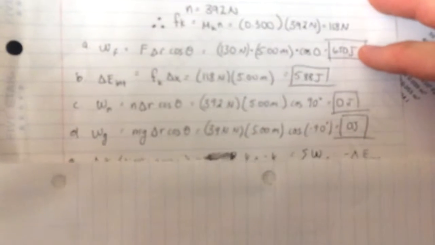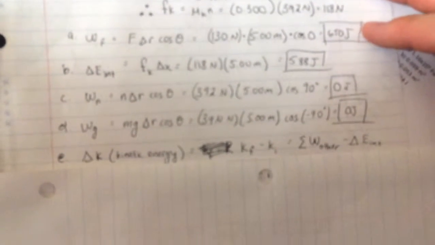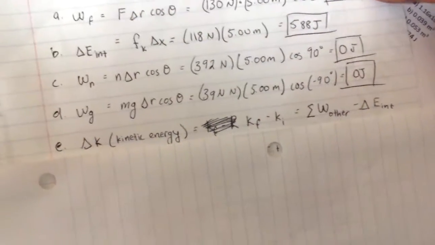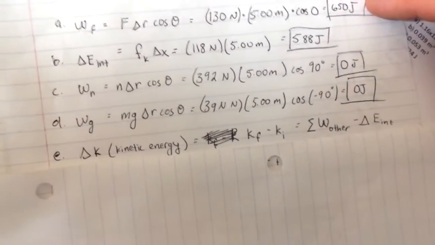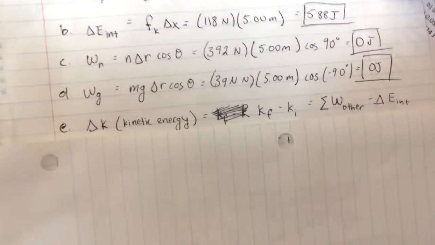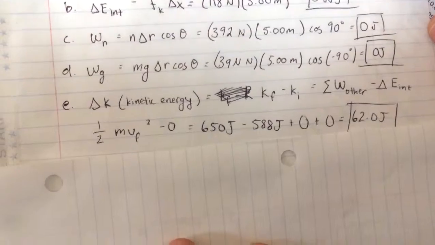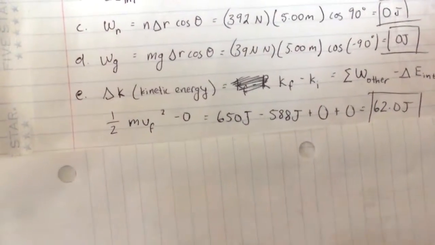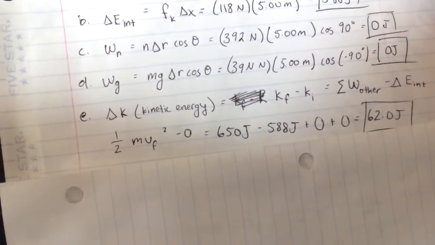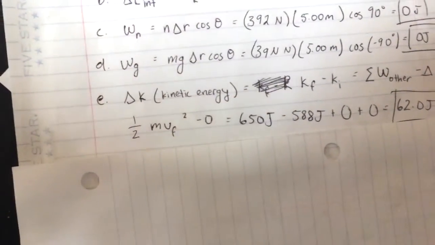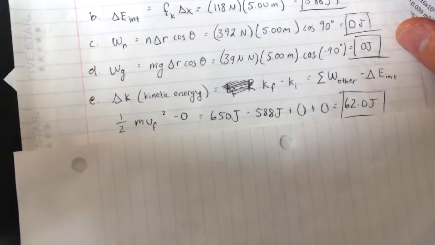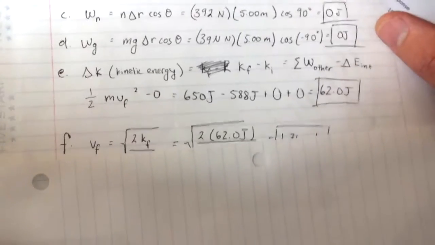Okay, now we're going on to part E. Part E wants us to find the change in kinetic energy. So what we're going to find is K final minus K initial. Because we know that the change in kinetic energy is also equal to the work minus the internal energy, what we're going to do is 1/2 m v final squared minus 0, which is 650 joules minus 588 joules, equal to 62.0 joules. So that's going to be the change in kinetic energy.